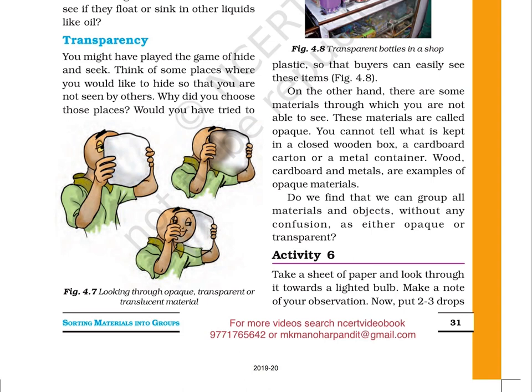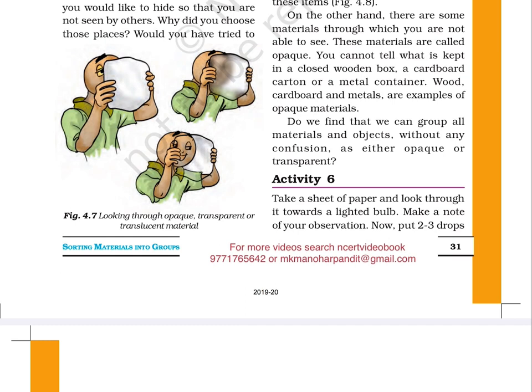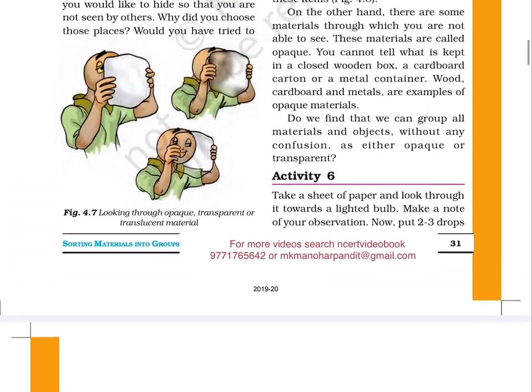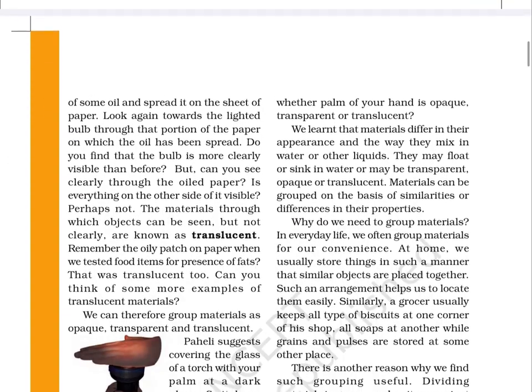Do we find that we can group all materials and objects without any confusion as either opaque or transparent? Figure 4.8 shows transparent bottles in a shop. Activity 6. Take a sheet of paper and look through it towards a lighted bulb. Make a note of your observation. Now put 2-3 drops of some oil and spread it on the sheet of paper. Page 32. Look again towards the lighted bulb through that portion of the paper on which the oil has been spread. Do you find that the bulb is more clearly visible than before?